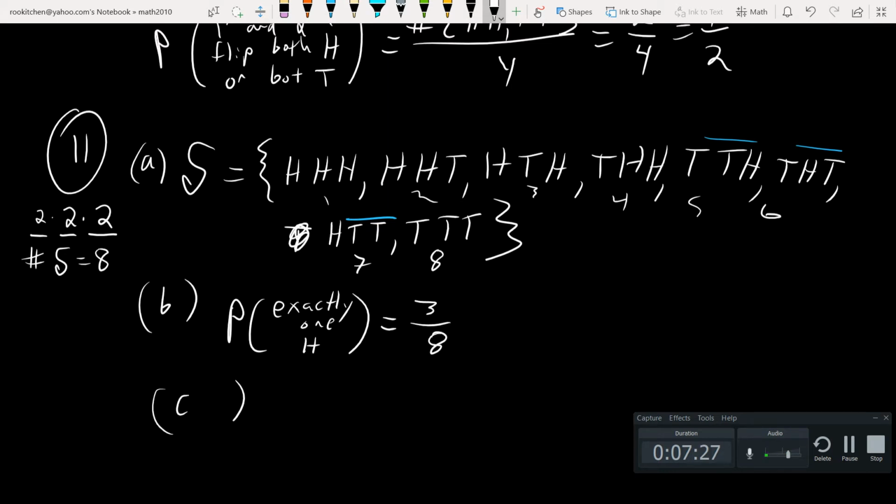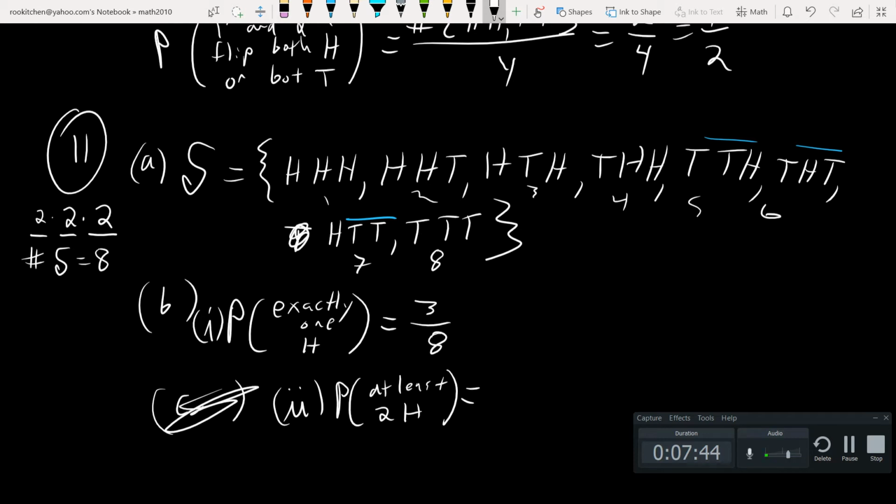Let's look at another. I guess that was part I, part B. Part II: the probability that at least 2 tosses are heads. So this means the cases where you have 2 heads, and also the cases where you have more than 2 heads, so 3 heads. It's 2 heads, 2 heads, 2 heads, and that's it. So there's 4 of them out of the 8. So you have a 1/2 or 50% chance of that happening.